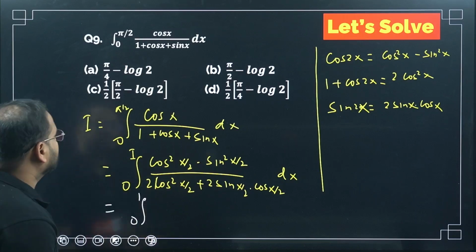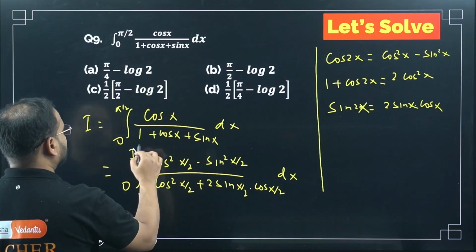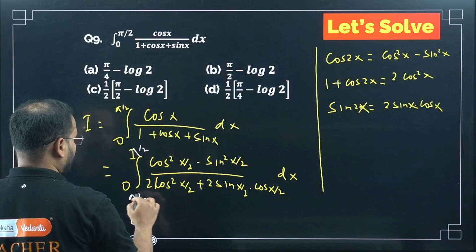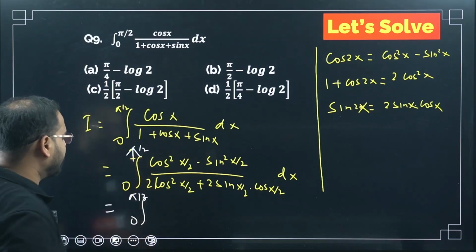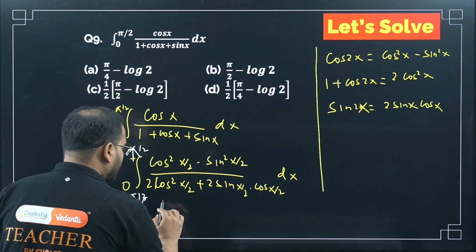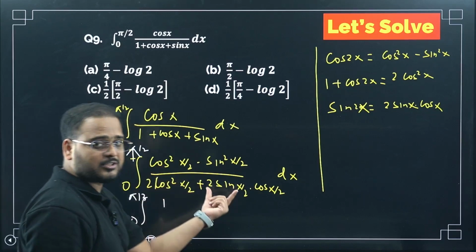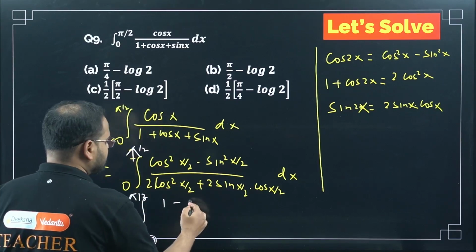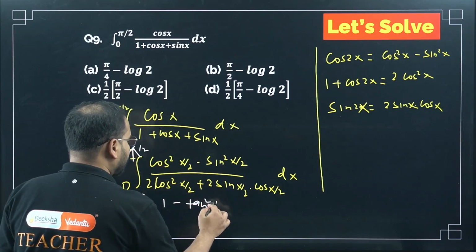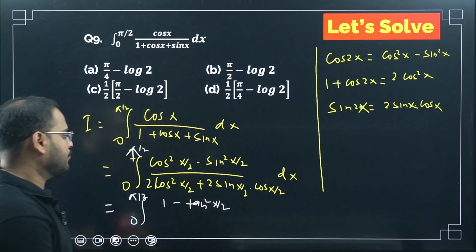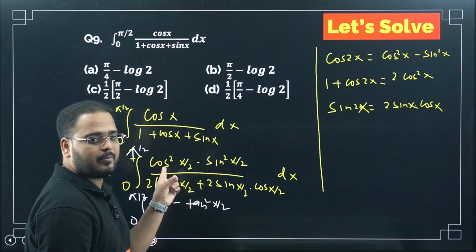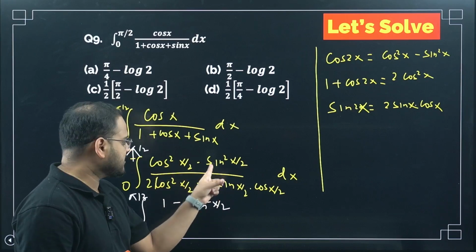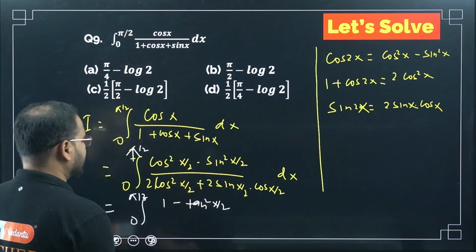This will remain as it is. The upper limit is pi by 2. This will become simply 1, because I'm dividing everything by cos square x by 2. 1 minus tan square x by 2. Please have a look. Cos square minus sin square is there. If you divide by cos square, it will become 1. This will become minus sin square by cos square, which is tan square x by 2.